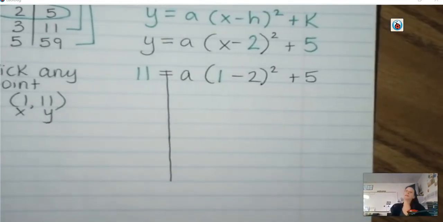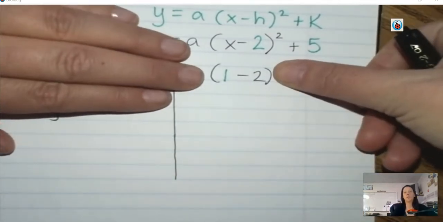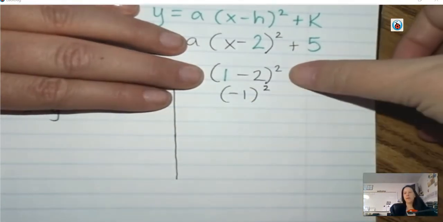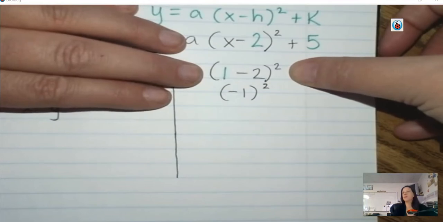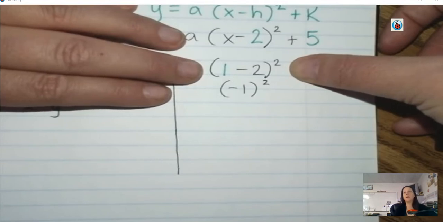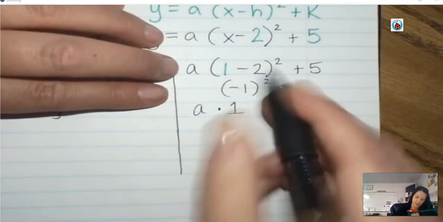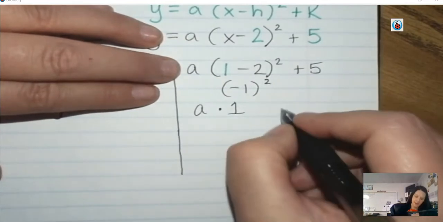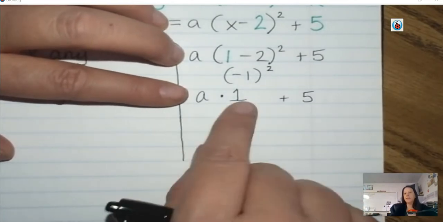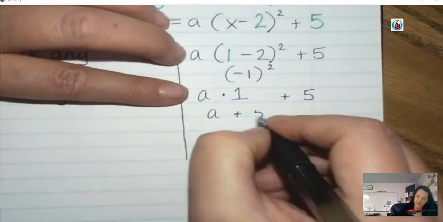Okay, from here, we're going to simplify. I need to do parentheses first. 1 take away 2. 1 take away 2 is -1. Next step is to do your exponents. So -1 squared. -1 times -1. A negative times a negative is positive. 1 times 1 is 1. The A is touching it, so it's multiplying, and then we still have the +5. 1 times A, that's just A. Anything times 1 is just itself. So this really just says A plus 5 on this side.